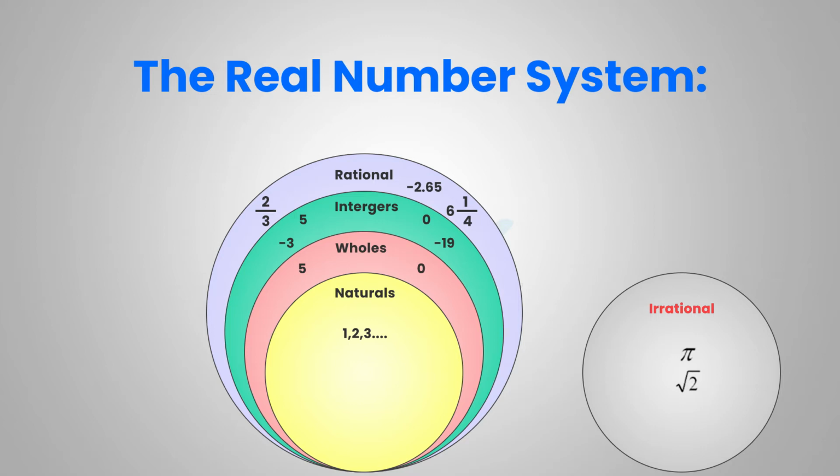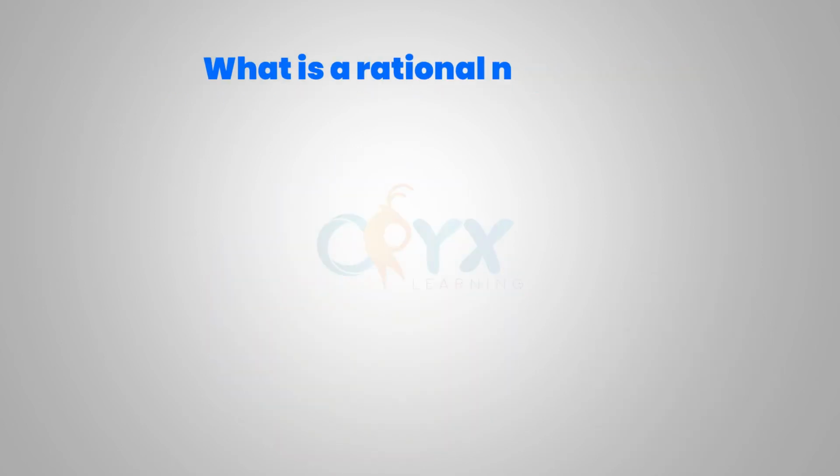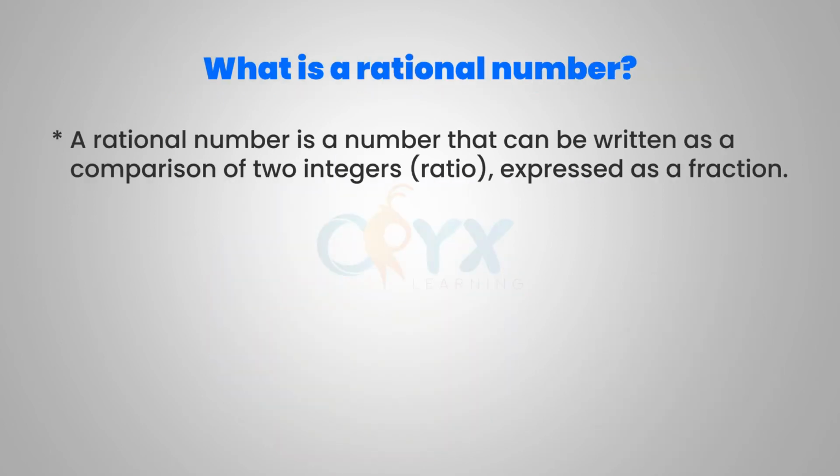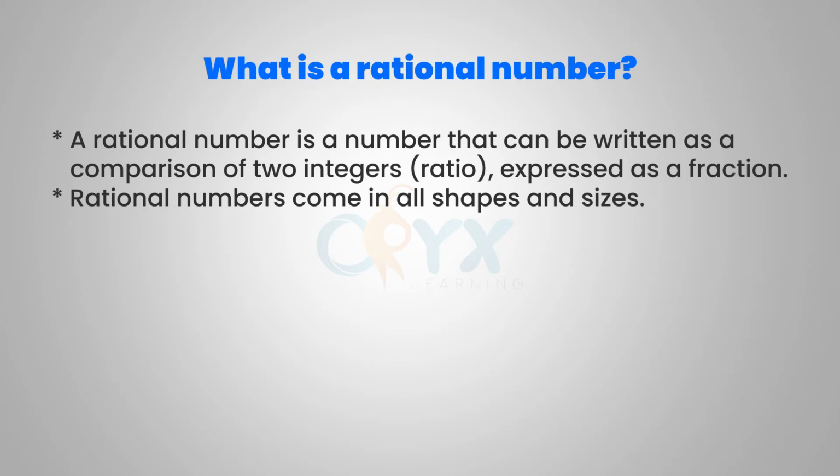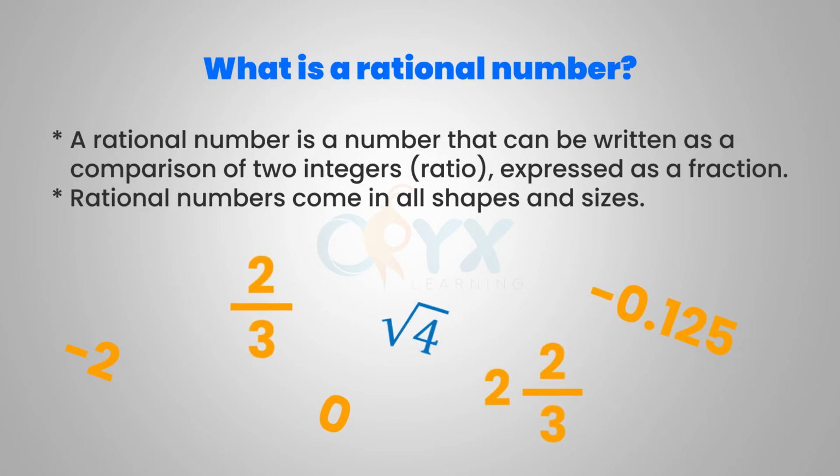So again, we're going to focus in on what is a rational number. A rational number is a number that can be written as a comparison of two integers, as a ratio, and expressed as a fraction. Rationals come in all shapes and sizes. They can be both positive and negative. They can be whole numbers like -2. They can be 0. They can be negative 0.125, 2/3, square root of 4, anything that can be written as a comparison of two integers or as a fraction.